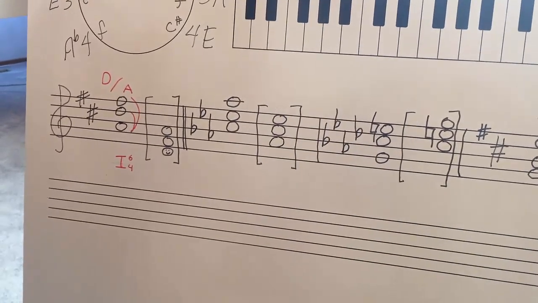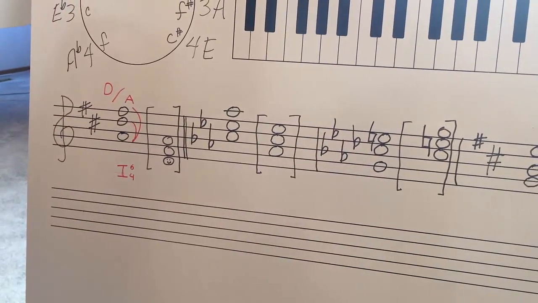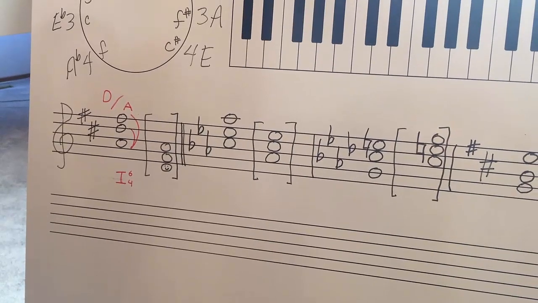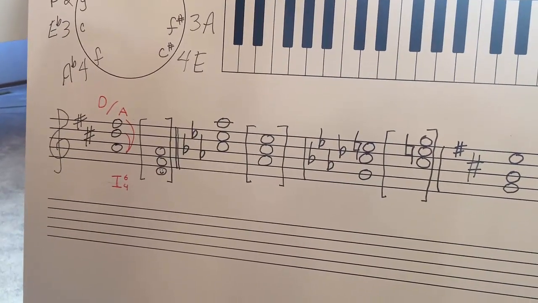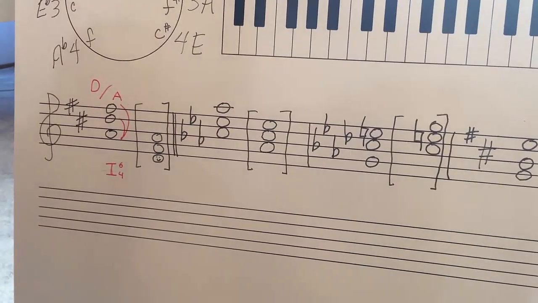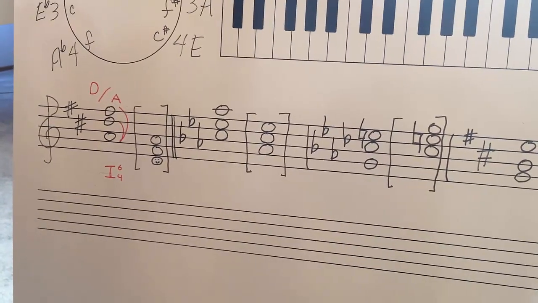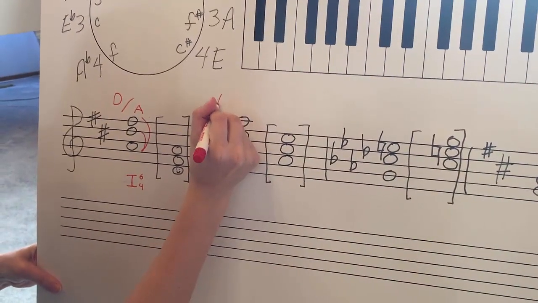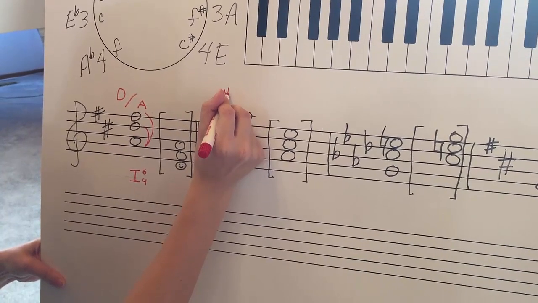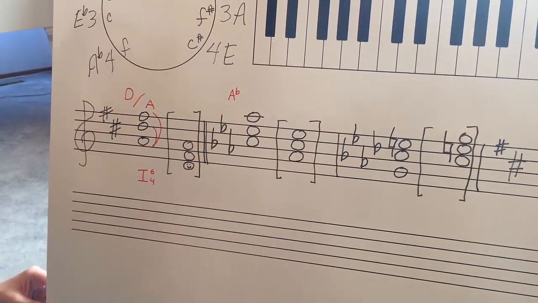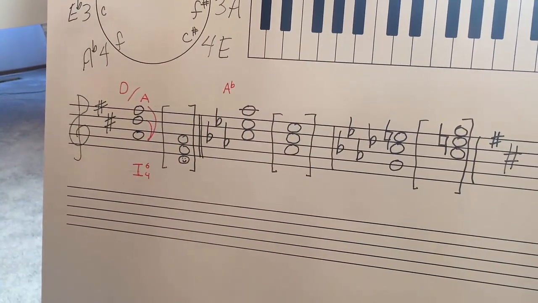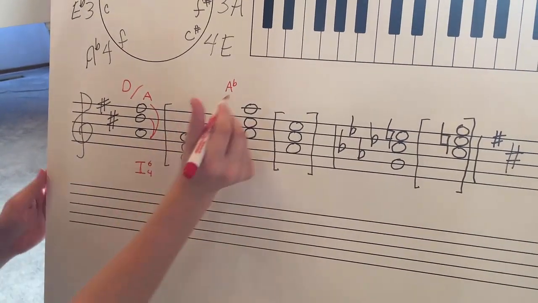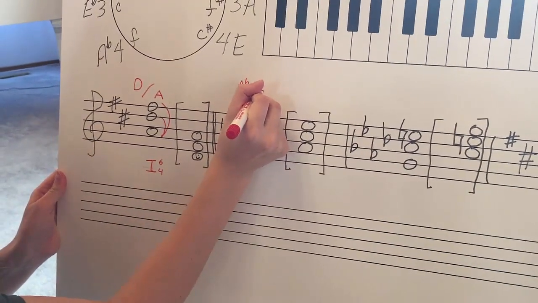Okay, let's do the next one. So now we have the subdominant. What number is that? 4. 4, subdominant of E flat major. So who is the root? A flat. Okay, so we'll do our root quality chord symbol first, A flat. Okay, and then is A flat the root of that triad? No, C is. C, okay, so we're going to go ahead and do the slash C.